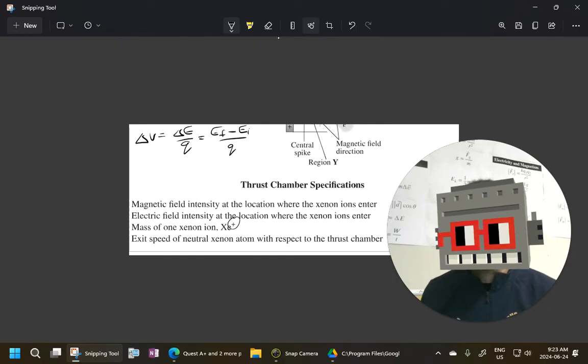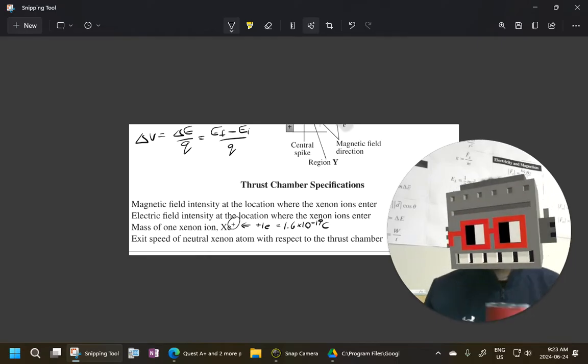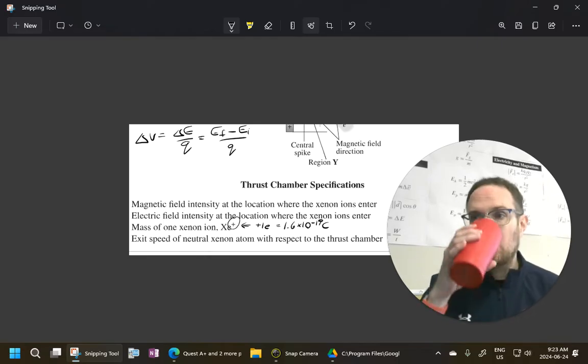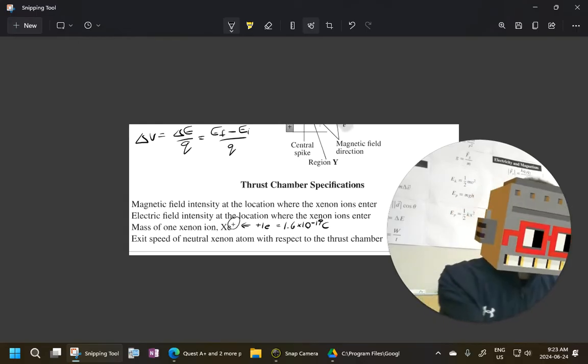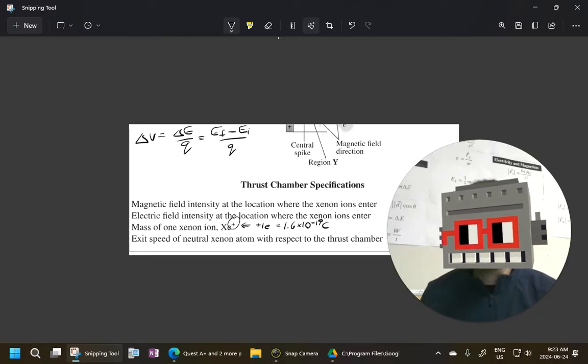Now the charge here is denoted by this little symbol, this plus here. That just represents that this is plus 1e, which is 1.6 times 10 to the negative 19 coulombs. If it was a 2 plus ion, then it'd be 2 times that. Okay, so now we know the charge. We can find the voltage by going final minus initial. They say that it's negligible.